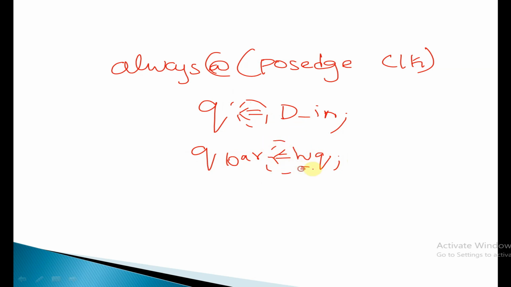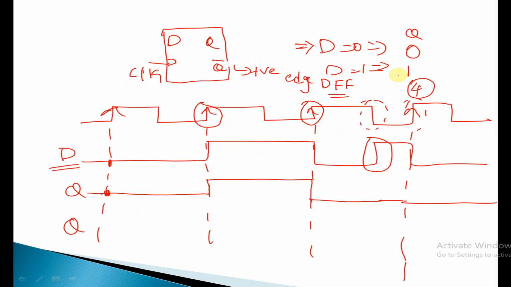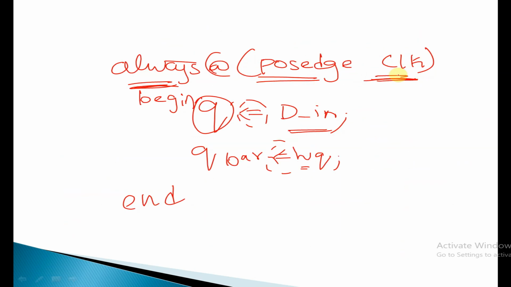Okay, we will discuss what is meant by this operator later, so don't worry about that. This is just a simple code. When this always block is triggered, our output will be equal to the input only at the positive edges of the clock. So this is what a sensitivity list does.